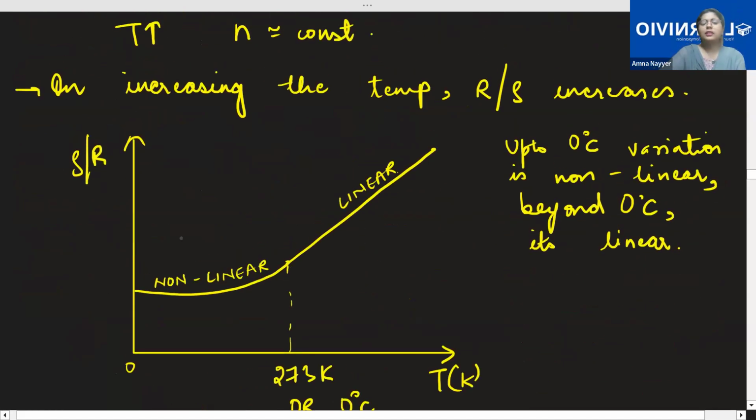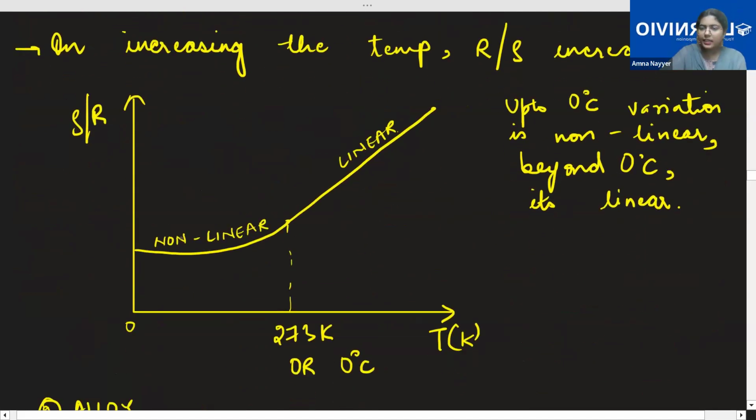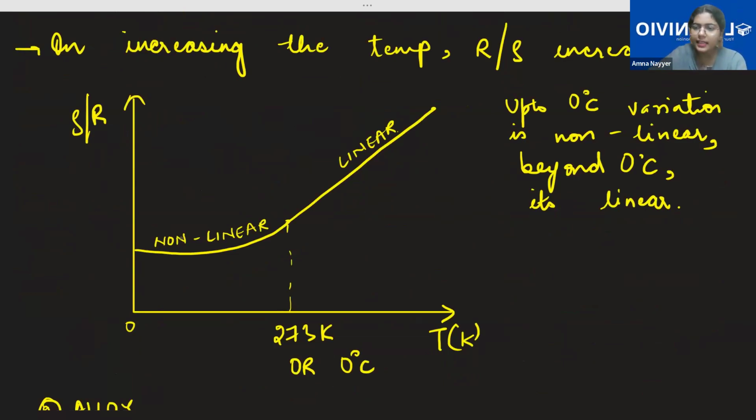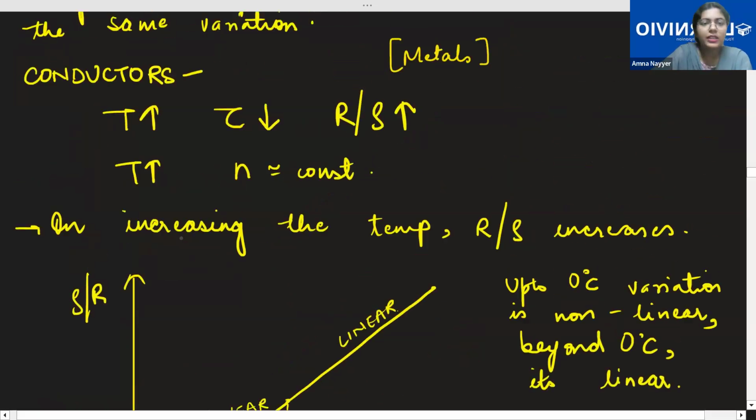What happened here is that initially till 0 degrees Celsius or 273 Kelvin, the graph is non-linear. The resistivity and the resistance increase non-linearly with the temperature. But once the temperature of 0 degrees is crossed, the graph becomes linear, meaning the resistance or resistivity increases directly with temperature.